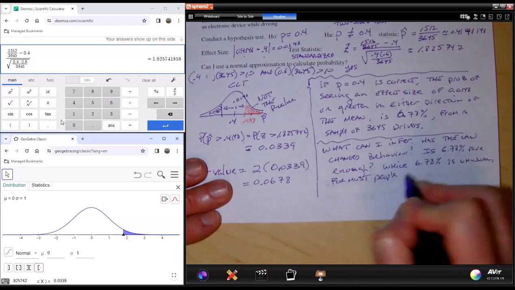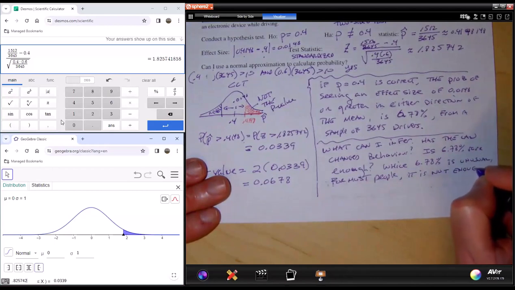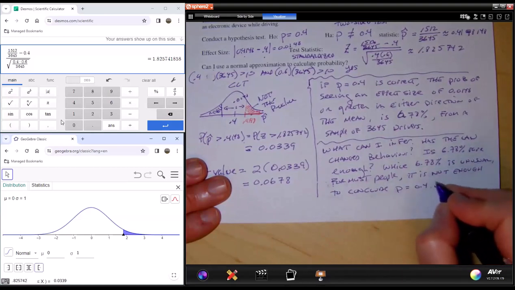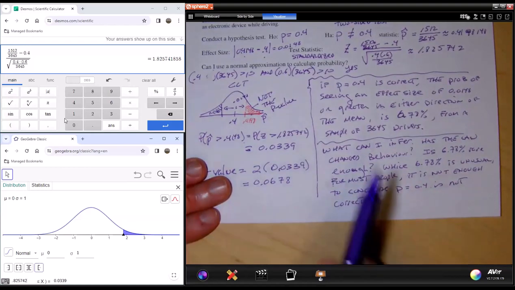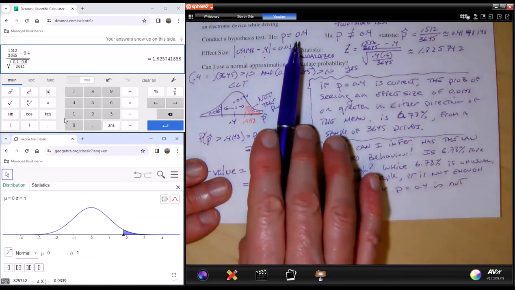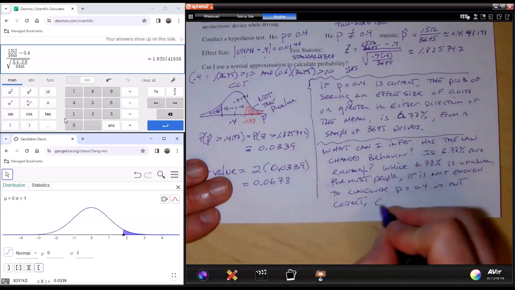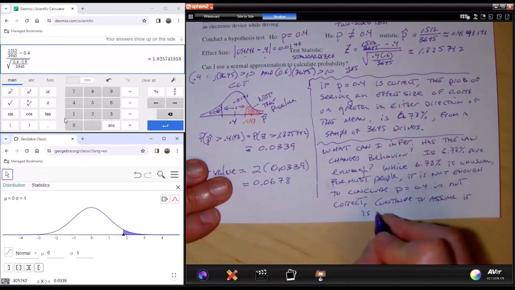For most people, it is not enough to conclude p equals 0.4 is not correct. Notice we're using a lot of double negatives. It's just part of the language. And part of that is because we cannot say this is correct. What we're saying is if we assume it is correct, then we don't have enough evidence to conclude 0.4 is not correct. Okay? So at the moment, continue to assume it is correct. So we deal with a lot of negatives, double negatives, even triple negatives in statistics, just due to the logic of what we're trying to do.